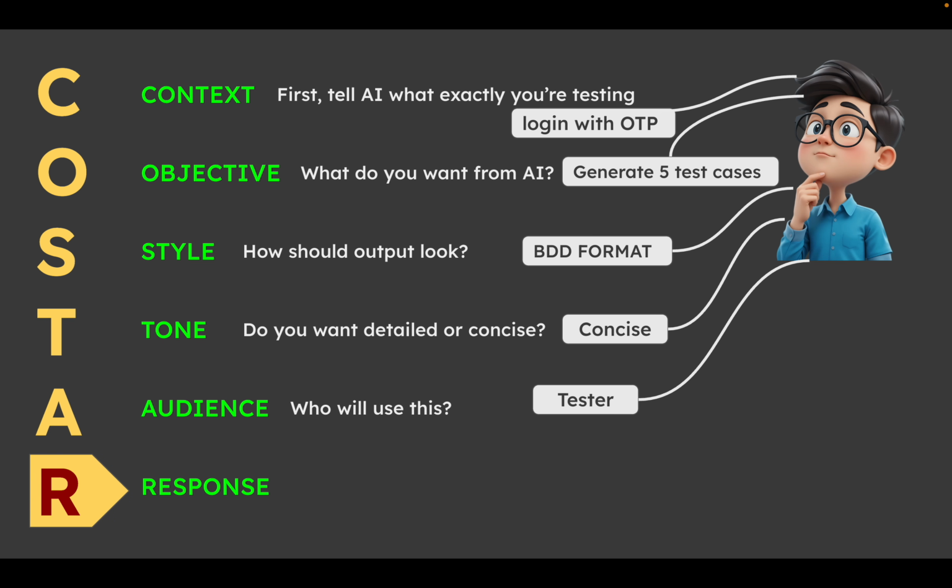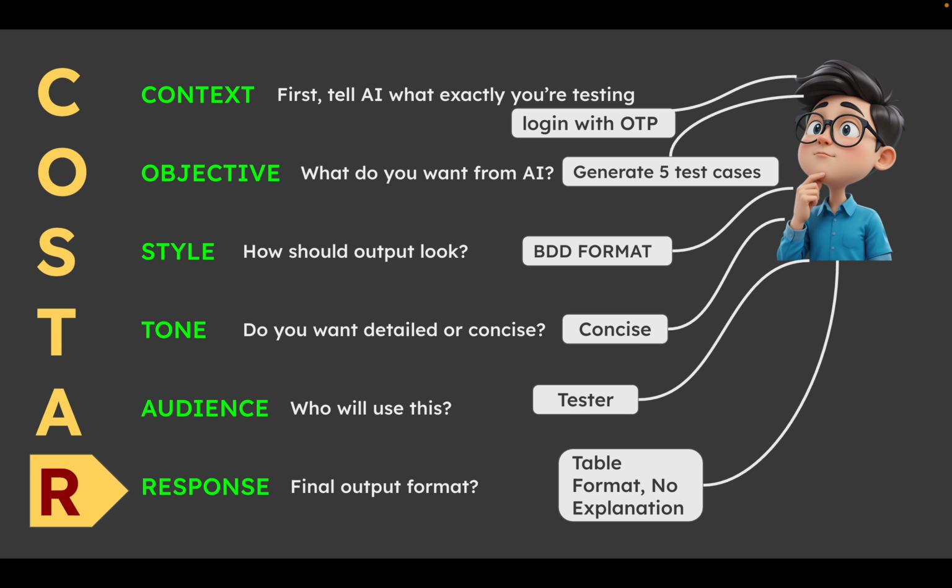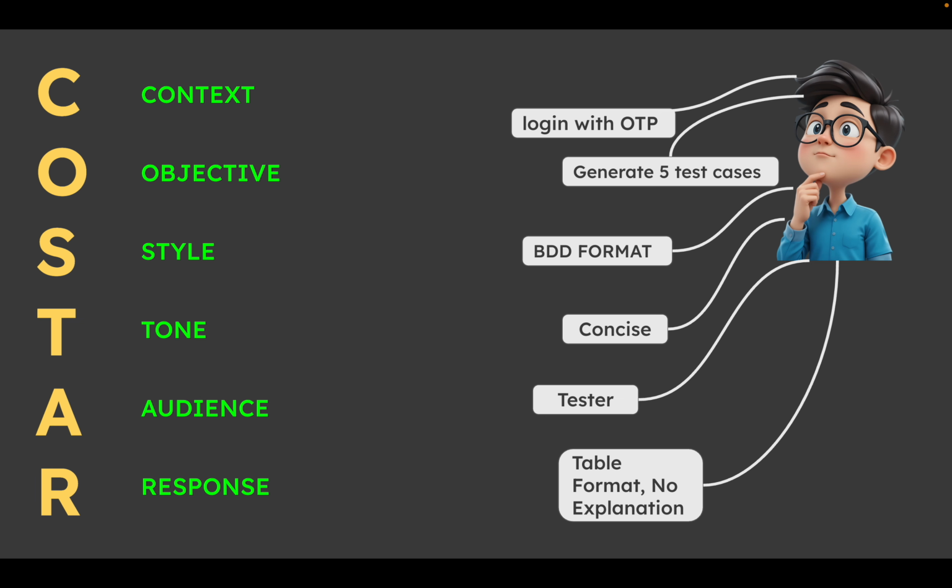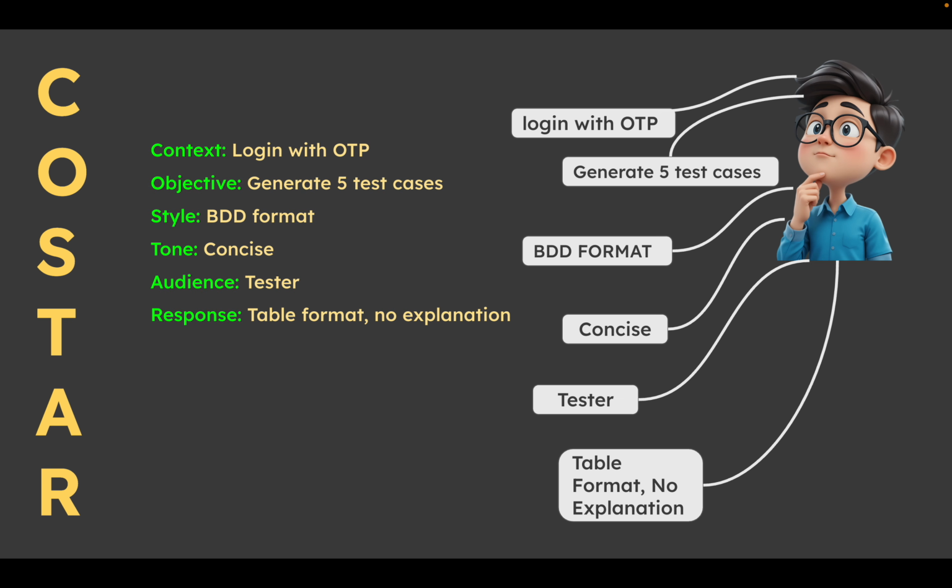Then last, R is for response. Now here we can say how we want the response. Are there any more constraints or maybe format or structure? So here we can say we want a table format and no explanation. So if we apply the CoStar framework and create our prompts using all these things, context, objective, style, tone, audience, response, it will make our prompts so much better and will give us very useful and efficient output and responses. So this is how our final prompt will look like.